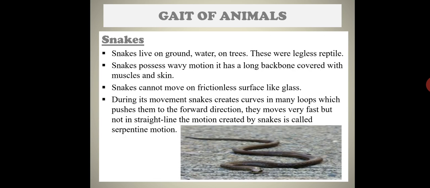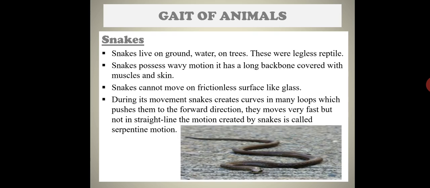Okay, last is the snake. Snakes always travel in a zigzag path. During its movement, the snake creates curves in many loops. We can see that snakes always travel in curves in many loops, which pushes them in the forward direction, and they move very fast, but not in a straight line. The motion created by a snake is called serpentine motion.